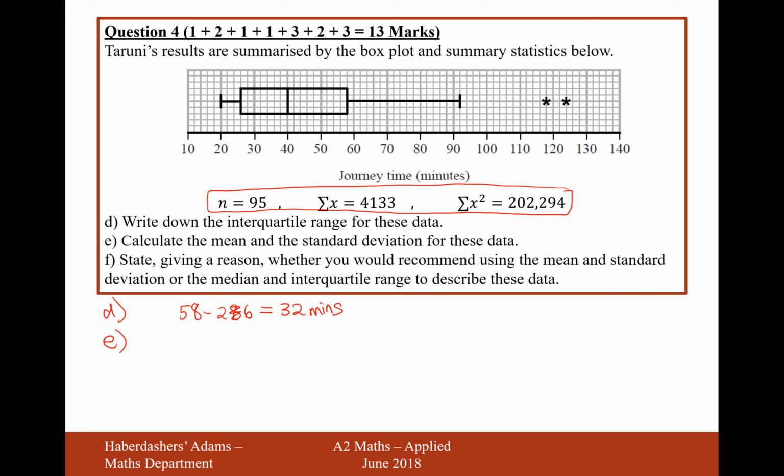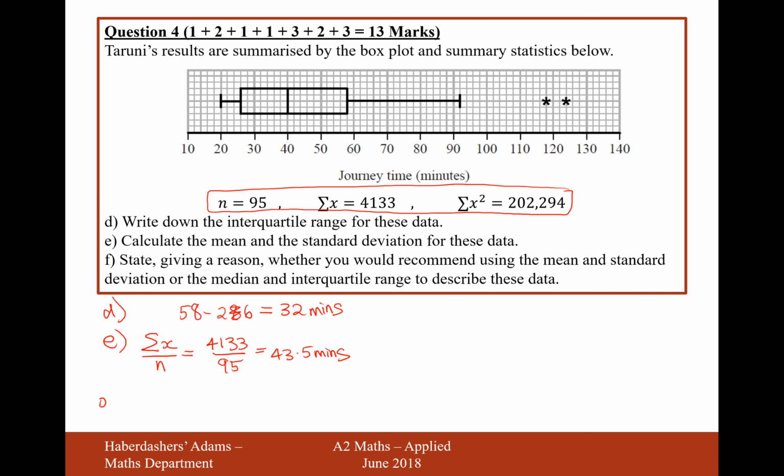Moving on to part E: calculate the mean and the standard deviation for this data. Well, the mean is just going to be the sum of x over n. That's adding up all your data and dividing it by how many pieces of data you've got. 4133 divided by 95. If we do that on the calculator, we're going to get 43.5 minutes.